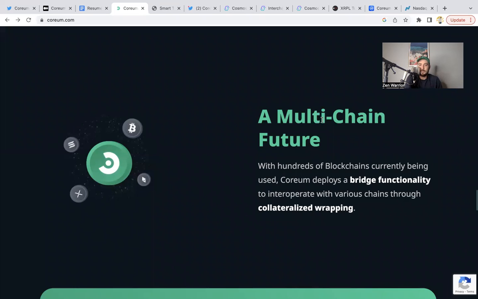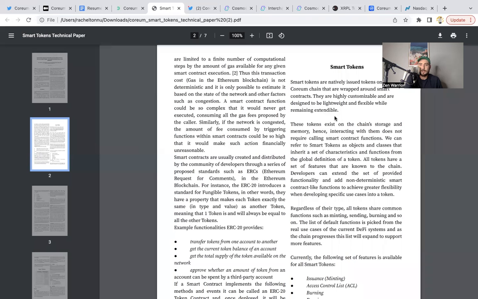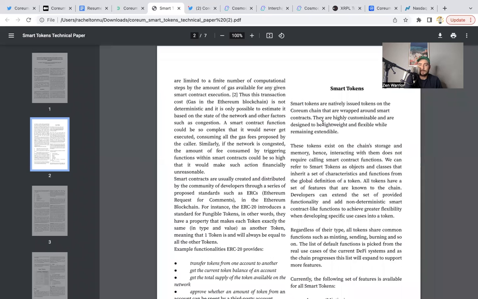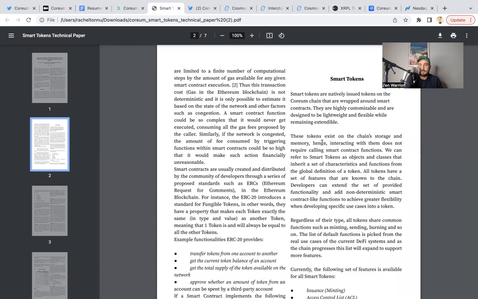A multi-chain future with hundreds of blockchains currently being used, Coreum deploys a bridge functionality to interoperate with various chains through collateralized wrapping. So the bridge functionality they use is IBC, Inter-Blockchain Communication Protocol. You could read more about it in here, but smart tokens are natively issued tokens on the Coreum chain that are wrapped around smart contracts. They're highly customizable and designed to be lightweight, flexible, while remaining extendable. And you could use these smart tokens for CBDCs, NFTs, cryptos, and so much more.